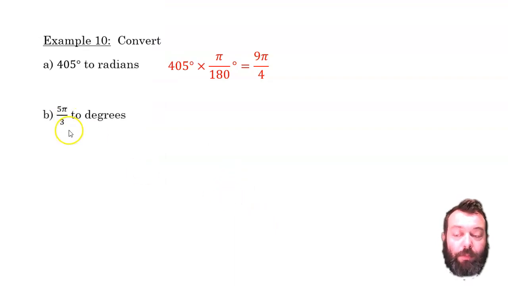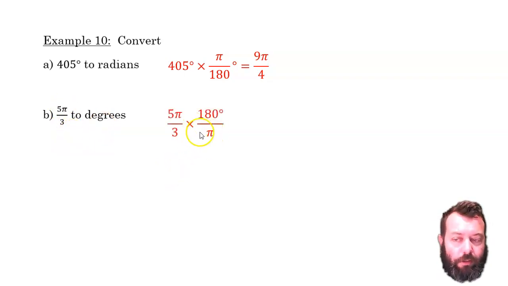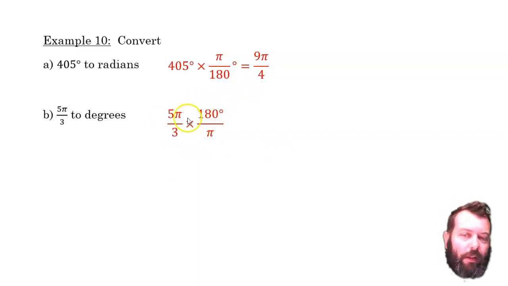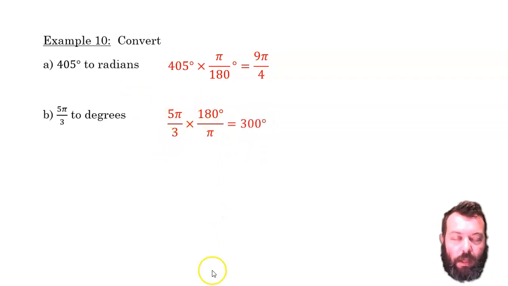Another example here, convert 5 pi on 3 to degrees. Our conversion this time is to multiply by 180 over pi. Now, cancelling that fraction there, 3 goes into 180, 60 times. And the pi's will cancel out, so I'll have 5 60s, 300 degrees. As easy as that.